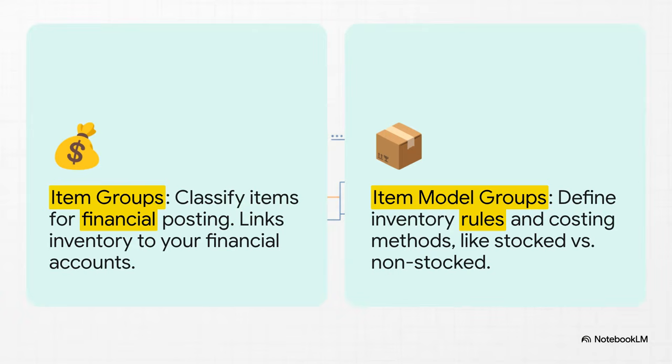Okay, so let's clear something up right away that often gets people confused. Item groups versus item model groups. Here's the simplest way to think about it. Item groups, they're for your accountant. They answer the question, what is this financially, by linking your inventory to the general ledger. But item model groups, well, those are for your operations team. They answer, how do we handle this thing? By setting up all the rules for costing and how inventory flows.